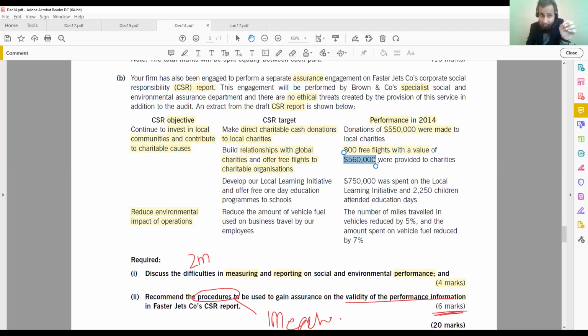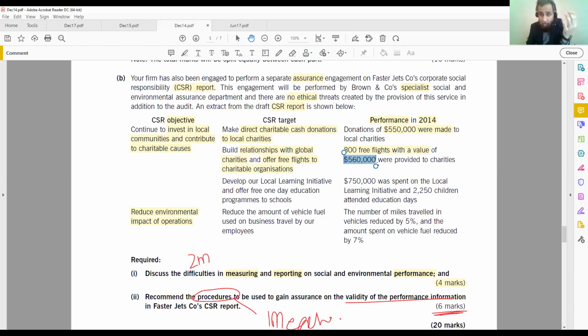On which routes? Have they given this flight on from a route like UAE to London? Have they given this flight from London to New York? Where? Because every route will have a different price. So should I confirm 800 free flights were for which route or routes? And then should I confirm what is exactly the cost of that route given in the records of the company to confirm the accuracy of the $560,000? Is that clear?